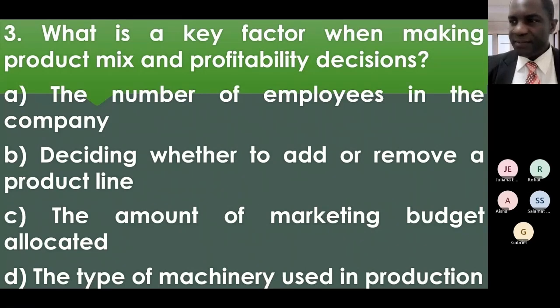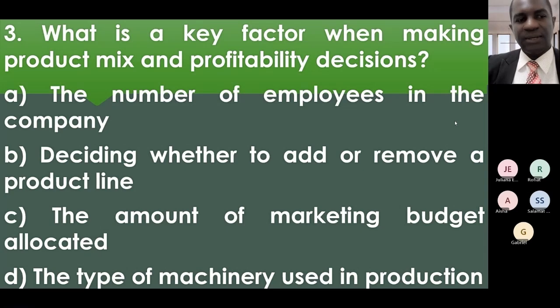Who else is going for B? Somebody else said B. S is saying B, okay. Is that R? R is saying B too. So it's remaining J. We're waiting for J. What is the key factor when making product mix and profitability decisions?